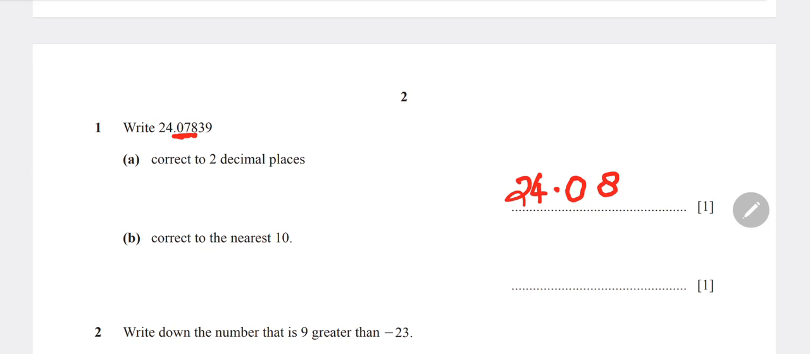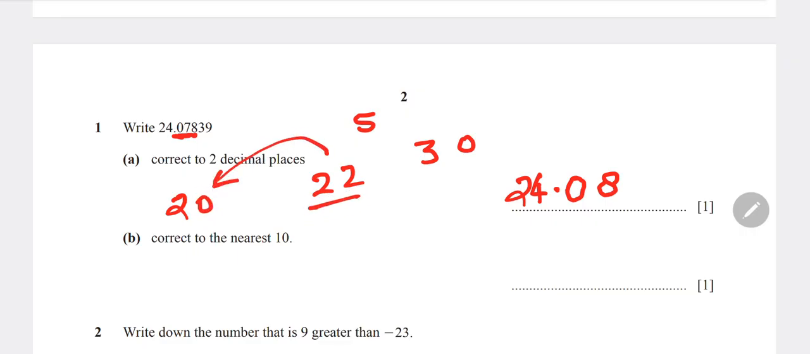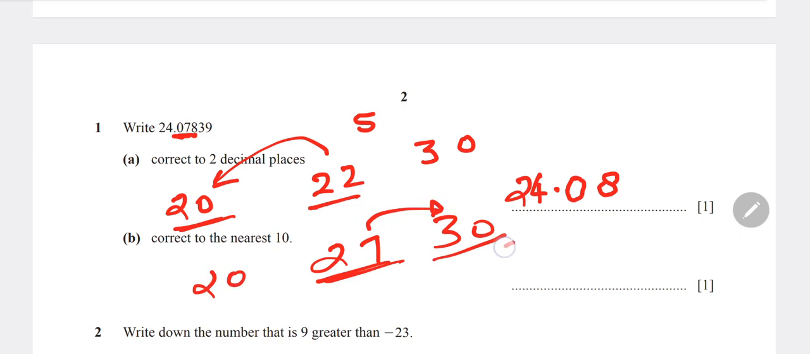Correct to the nearest 10. Suppose we have a number 22, and we have two nearest tens for this one, 20 and 30. So 22 is rounded to 20. 20 is closer than 30, so our answer will be 20. But in the same question, suppose the value 27 is given, and we have the same two numbers. In this case 27 is closer to 30, so the nearest 10 will be 30. Okay, please follow this rule.